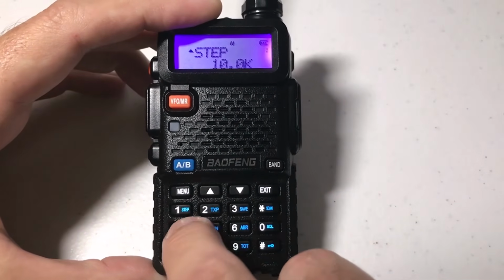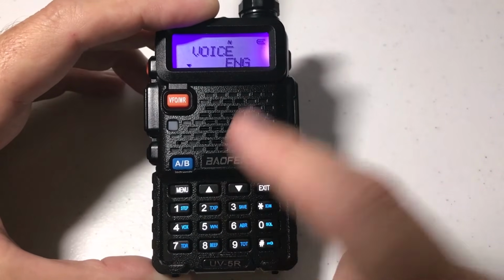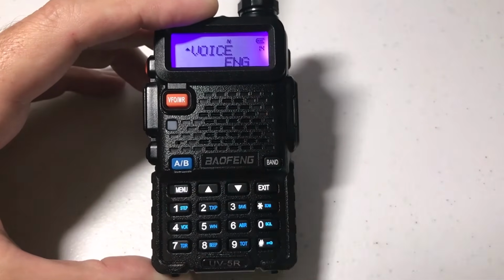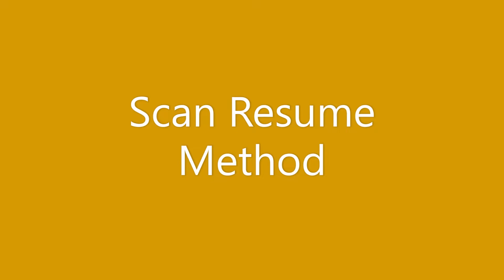Menu 4, menu again, set it to whatever value you want. When you're on that value, press menu to confirm it. That's how you change it. Press exit when you're done.